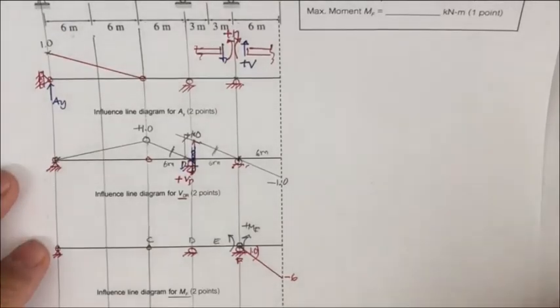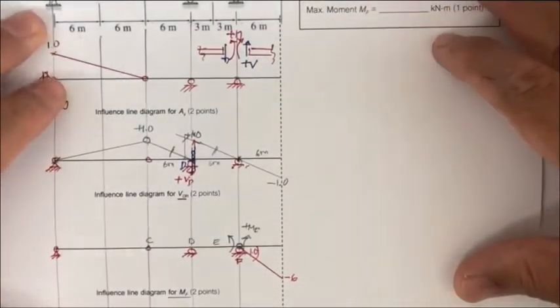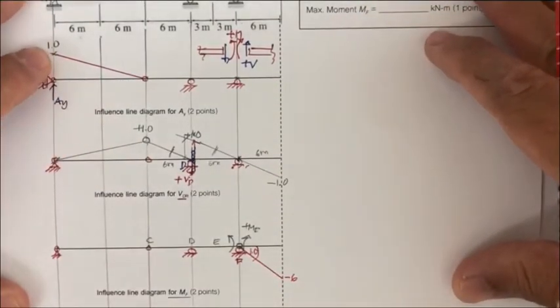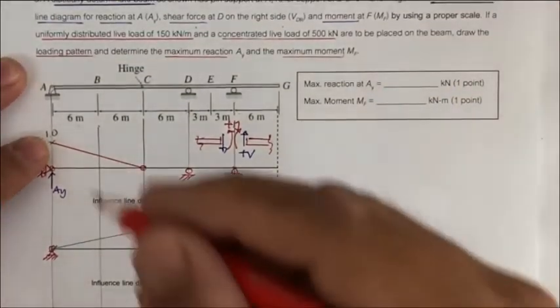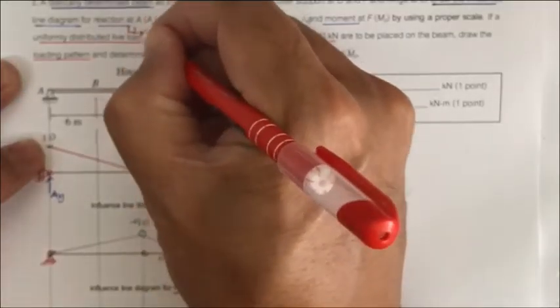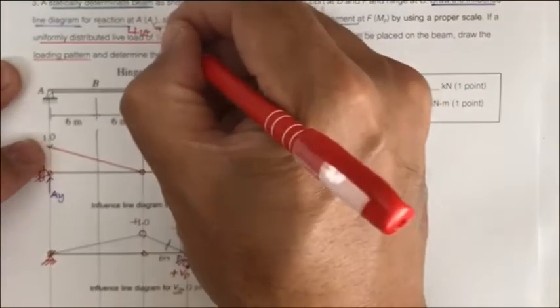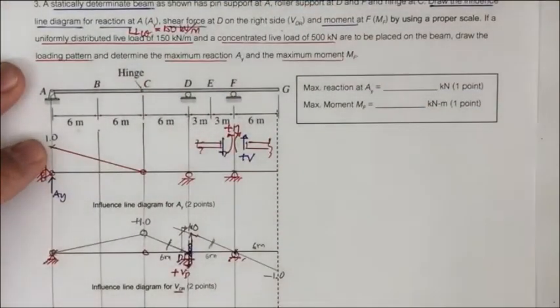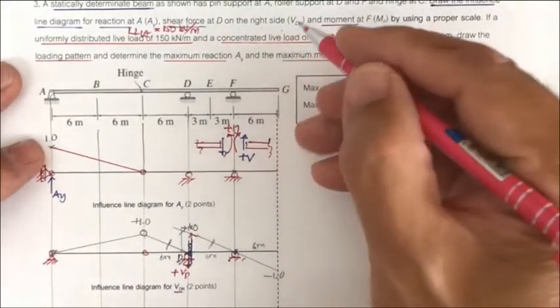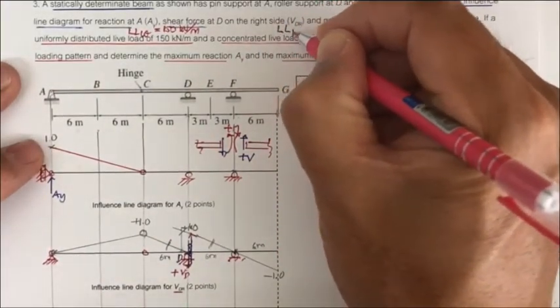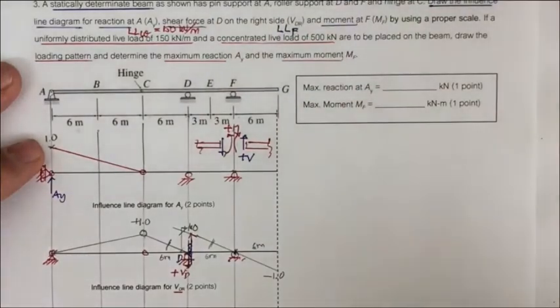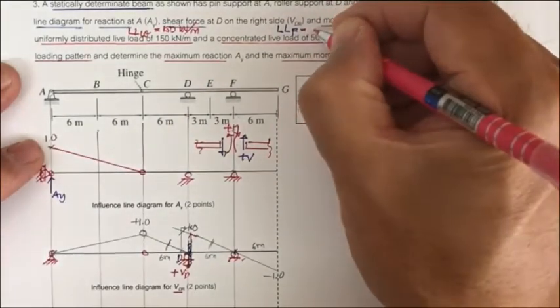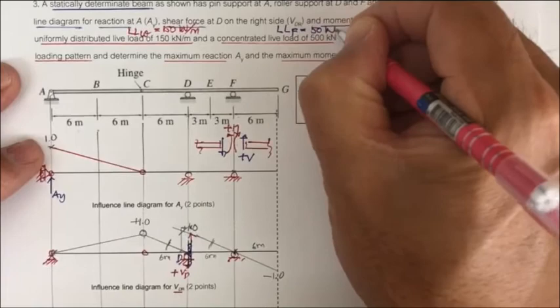Okay, and now we're going to put the uniformly distributed live load. That is going to be LLW equal to 150 kilonewton per meter. And you also have the LL concentrated load. That is going to be F. It's going to be 500 kilonewton.